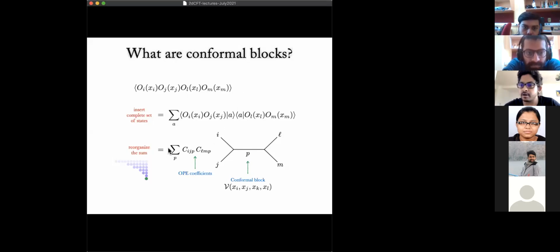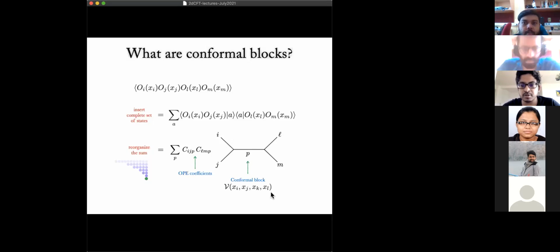But we can reorganize this sum and write it as a sum over primaries alone. What happens is that you have this factor, which is the combination of these OPE coefficients corresponding to these 4 operators. P denotes the operator that you sum over, the operator in the intermediate channel. These are the external operators, and you sum over all possible exchanges. That's this P.